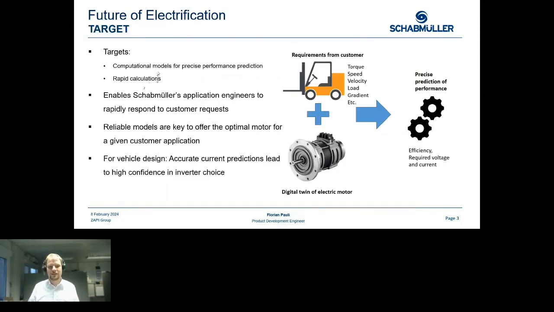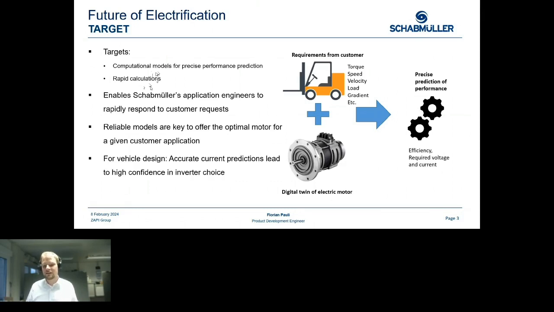Our targets when making offers to the customer are to have computational models which are precise in predicting the performance for all of these different machines. And we also need to be able to make rapid calculations. This enables our application engineers to rapidly respond to customer requests, and reliable models are key to offer the optimal motor for a given customer application.